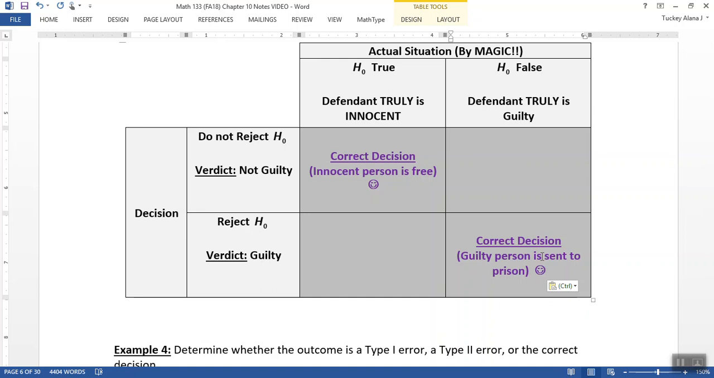All right, now that leads us to the other two corners. So what do they look like? Let's start over here in the top right. This is where the verdict is not guilty, but the defendant truly is guilty. So that's a type 2 error. I gave it a frowny face.